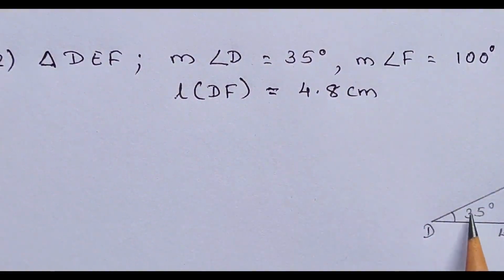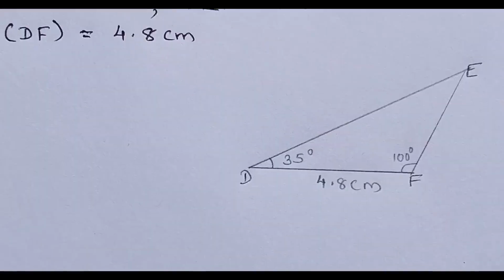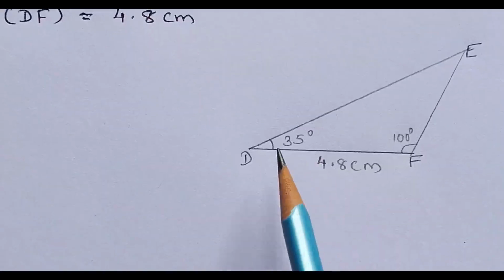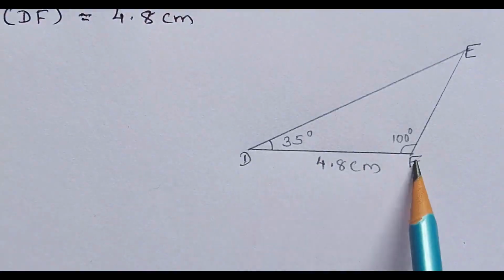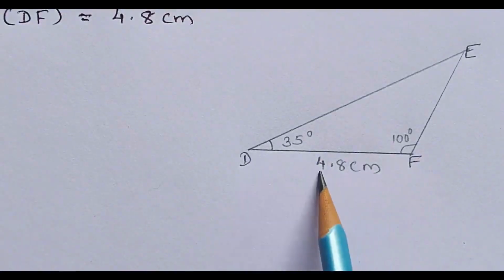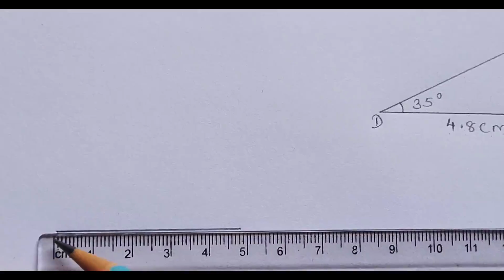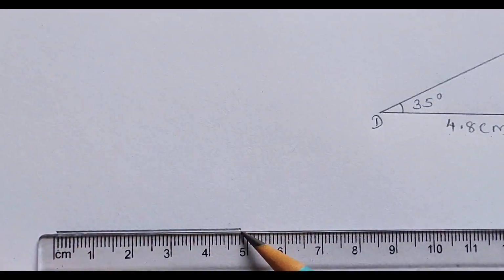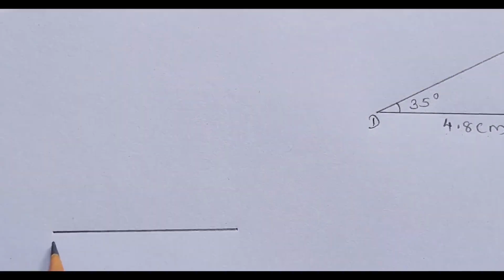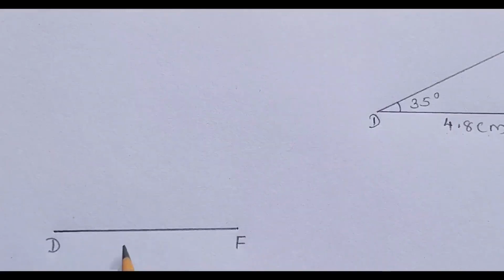Included side means the side that comes in between the two given angles. I have drawn the rough figure here. The two angles that are given are angle D and angle F, and the side between the two of them, that is the common arm. First let us draw segment DF, which is 4.8 centimeters. Let us mark the points D, F. The distance is 4.8 centimeters.